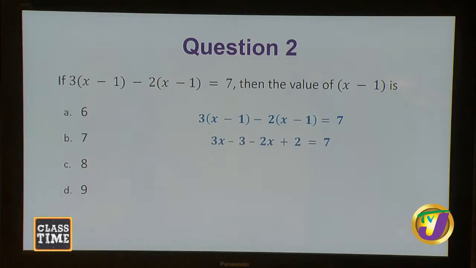Okay, so we would distribute 3 across what's inside of the bracket there, which is x subtract 1, and likewise distributing 2 to what's inside of the bracket x subtract 1, and simplify. When I simplify, I did get the same answer. There you go.